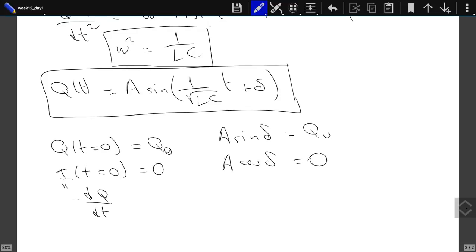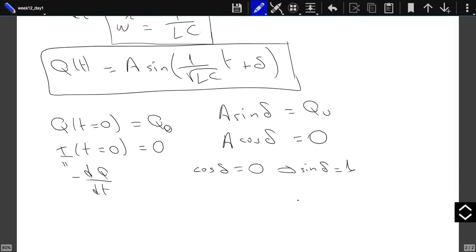And if you just solve these two equations, since A is non-zero, we don't want A to be 0. If A is 0, our solution is 0, so you cannot satisfy this one. So cosine delta should be 0. If cosine delta is 0, sine delta is 1. So A is Q0.